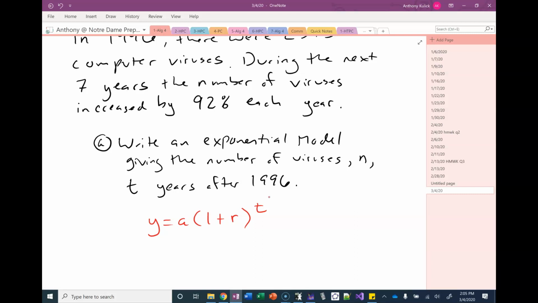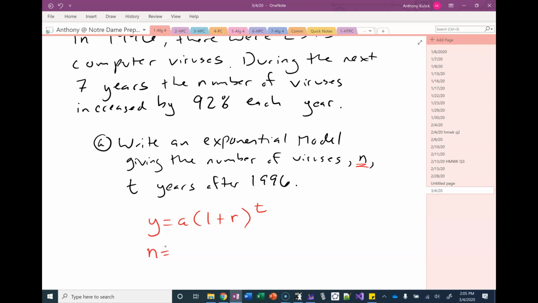So let's go back and look at what each one of these letters represents in this model. If I go back and look at the exponential growth or decay model, what does Y represent? The future value. So what is going to be the future value in this situation? Great. And what symbol do they tell us to use there? N. So I'm going to replace Y with N, just because I'm following the directions. Everybody okay with that? Okay.